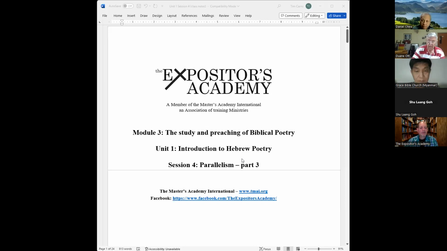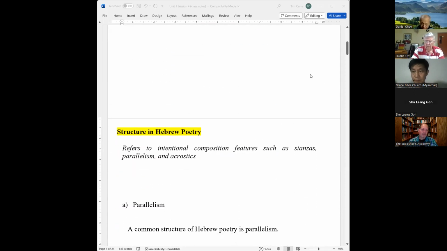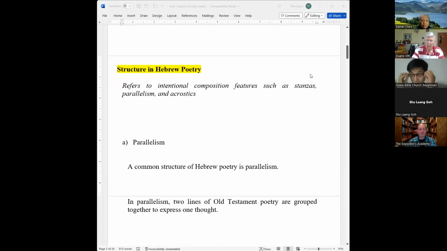So we are continuing our study in the Hebrew poetry, and our focus right now is just learning parallelism. And we've been talking about that the last couple of sessions. And if you'll remember, it's one of the structural features in Hebrew poetry. There are three primary structural features.